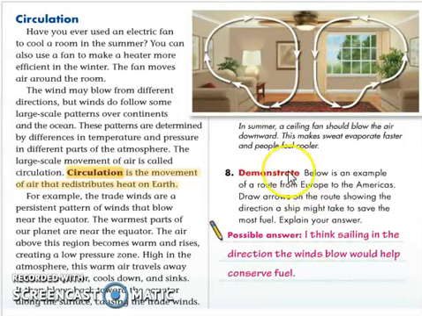Now, question number 8. Demonstrate. Below is an example of a route from Europe to the Americas. Draw an arrow on the route showing the direction the ship might take to save the most fuel. How can we save fuel by that? Explain your answer. Before we go to that one, I will show you the illustration.